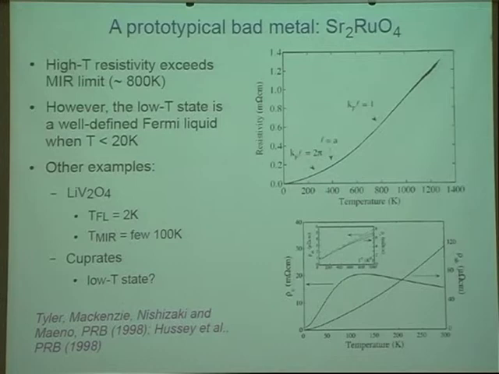Okay, so let me here show a prototypical bad metal. I took the example of strontium-2 ruthenium-4. This is the plot of the resistivity versus temperature. And these different arrows here are slightly different estimates of this maximum resistivity, the Mott-Ioffe-Regel limit. It doesn't really matter. What matters is that in any case, this resistivity goes way above this limit. So clearly, the system has resistivities which are way bigger than rho of Mott-Ioffe-Regel. So this is a signature of bad metallicity.